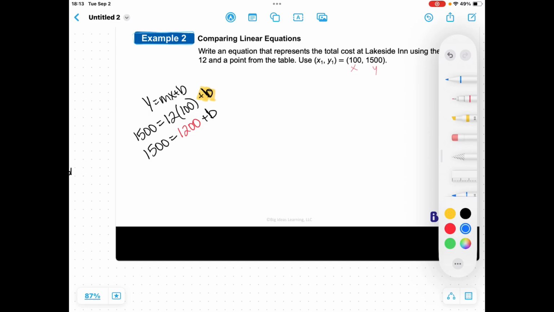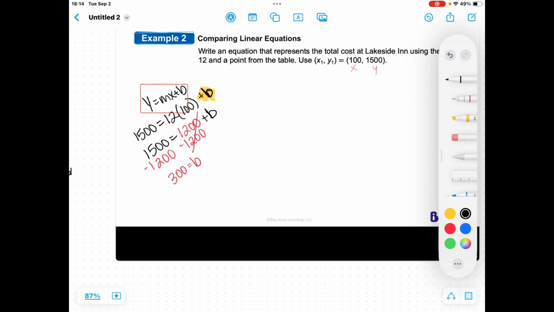So now get b by itself. We're going to be subtracting 1,200 on both sides. Now, the reason we're doing this is because it's 1,200 plus b. The opposite of addition is going to be subtraction, which is going to be 300 equals b. Sweet. I love whenever I get the exact same thing as the book.